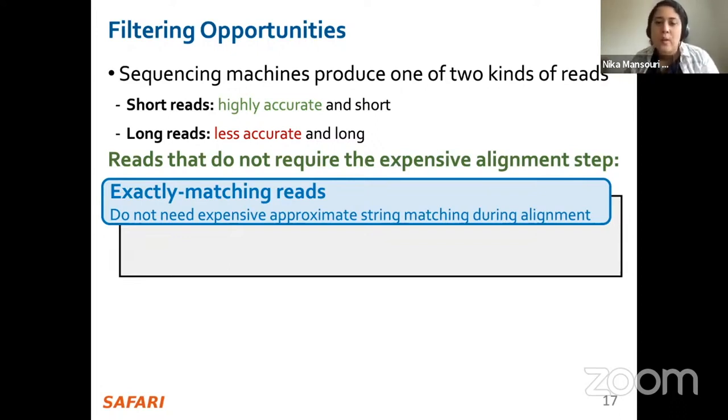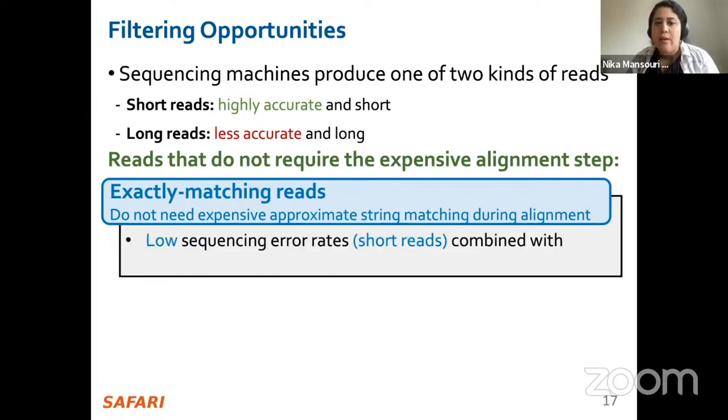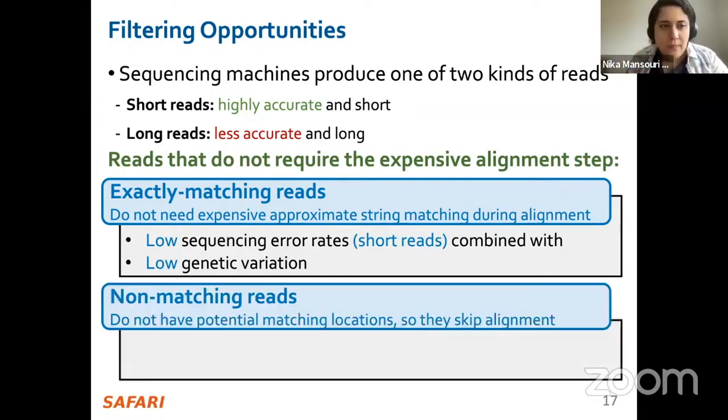These things can frequently happen in short reads that have low sequencing errors and also low genetic variation. For example, reads from humans, let's say 80% of them on average, match the human reference genome because in general we have low genetic variation, compared to viral samples or bacterial samples.